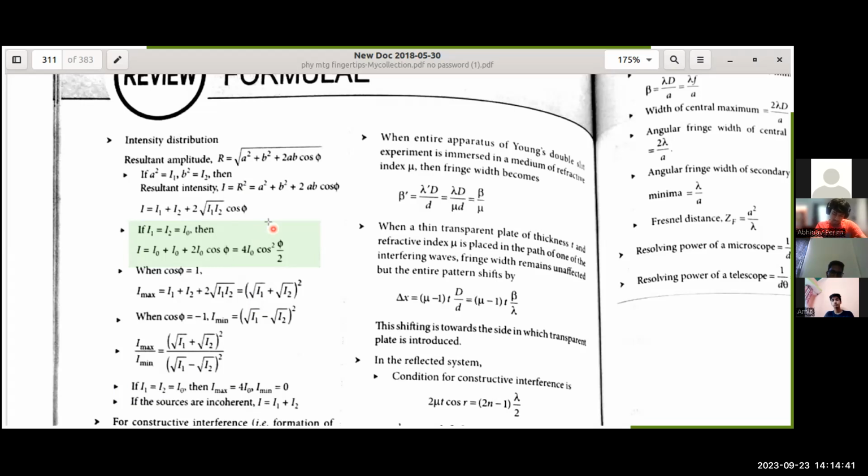Now see, suppose there are 2 light sources. This was the first result. The second result is this. When cos phi is 1, basically when it is maxima, this will become I1 plus I2 plus 2 root I1 I2, since cos phi is 1. And this can be written as root of I1 plus root of I2 the whole square. This is important. I max is root I1 plus root I2 the whole square.